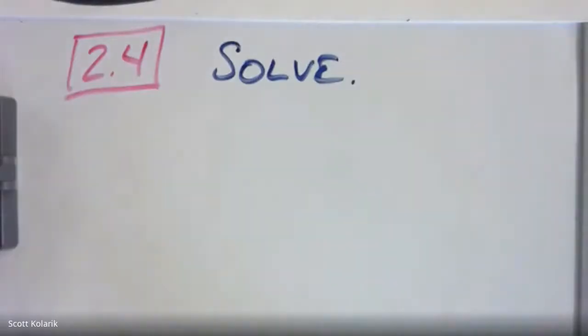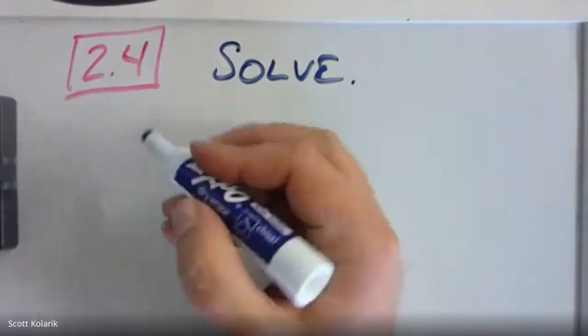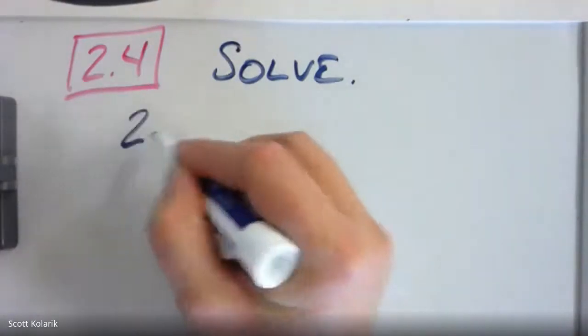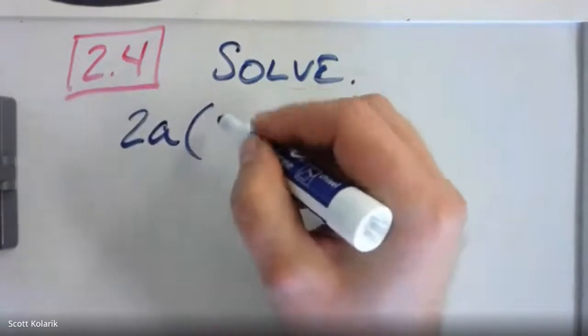Just to remind you about what the task of solving entails. Solving means that there will be a variable hidden in some way into the equation. Your job is to isolate that variable so you get that variable equals some value. Okay. Now this one will be a factored form of a polynomial, similar to this.